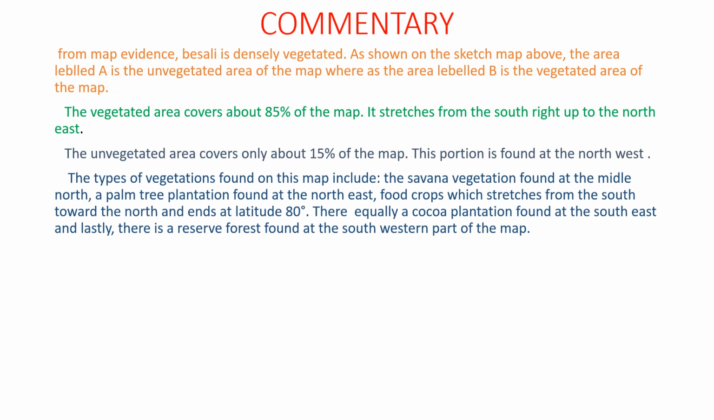The types of vegetation found on this map include, now remember this was our third point, the types of vegetation. The savanna vegetation found at the middle north. Now when you go to the middle of the north, you are going to see the savanna vegetation there. A palm tree plantation found at the northeast, a food crop which stretches from the south towards the north and ends at latitude 80. There is equally a cocoa plantation found at the southeast, and lastly, there is a reserve forest found at the southwest part of the map.